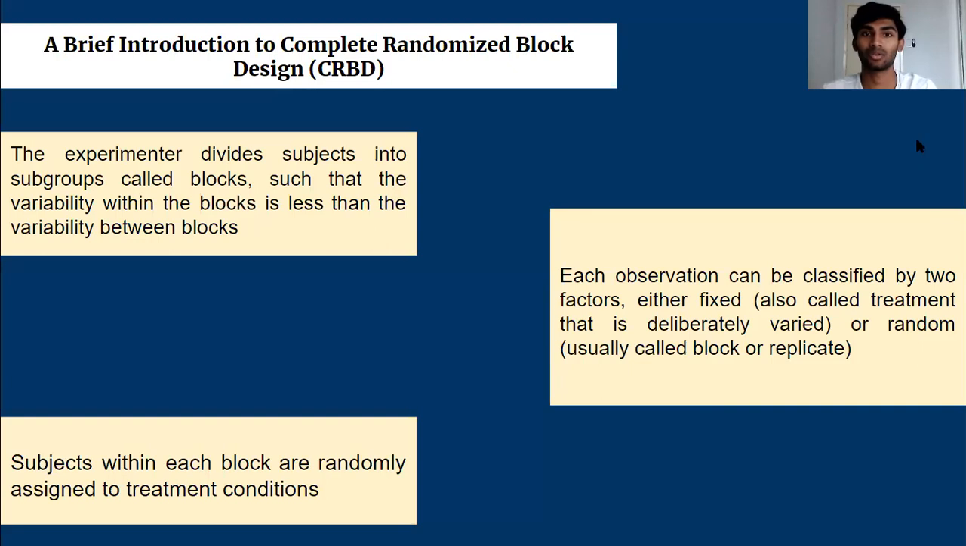So, a brief introduction to complete randomized block design, CRBD. What is CRBD? In a CRBD, the experimenter divides subjects into subgroups called blocks, such that the variability within the blocks is less than the variability between blocks. Each observation can be classified by two factors, either fixed, also called treatment, that is deliberately varied, or random, usually called block or replicate. Subjects within each block are randomly assigned to treatment conditions in a CRBD.